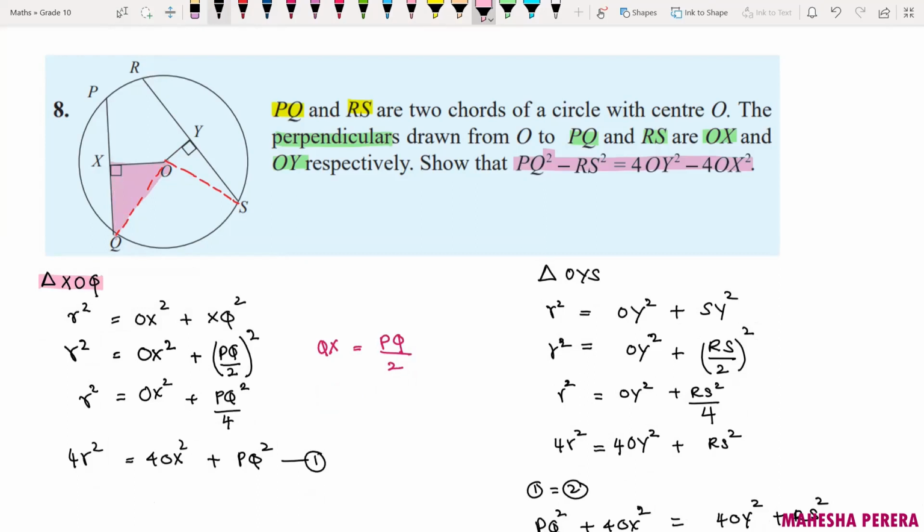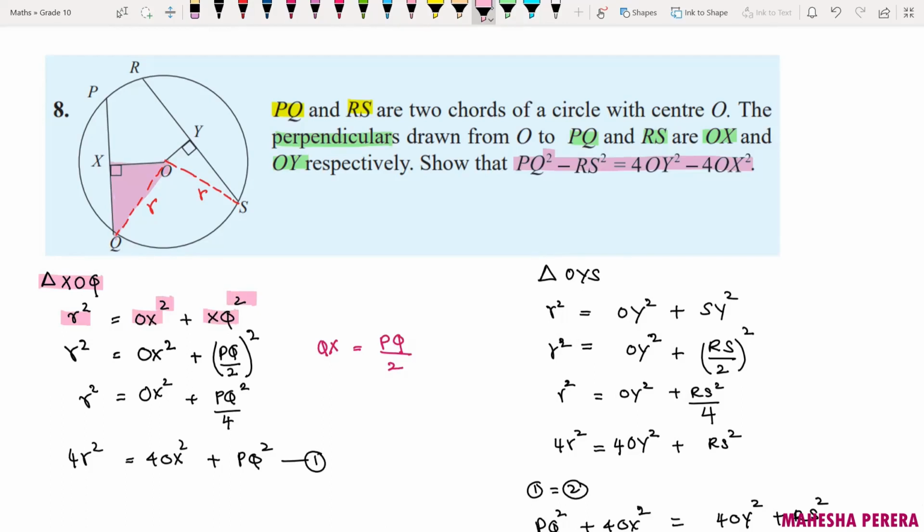Now when we apply Pythagoras theorem, what is this side? It is our radius, right? So let's call it R. Even here is our radius. So we can write R squared equals, what are the other two sides? OX, that is our perpendicular, OX squared. And then the other side is XQ, XQ squared.